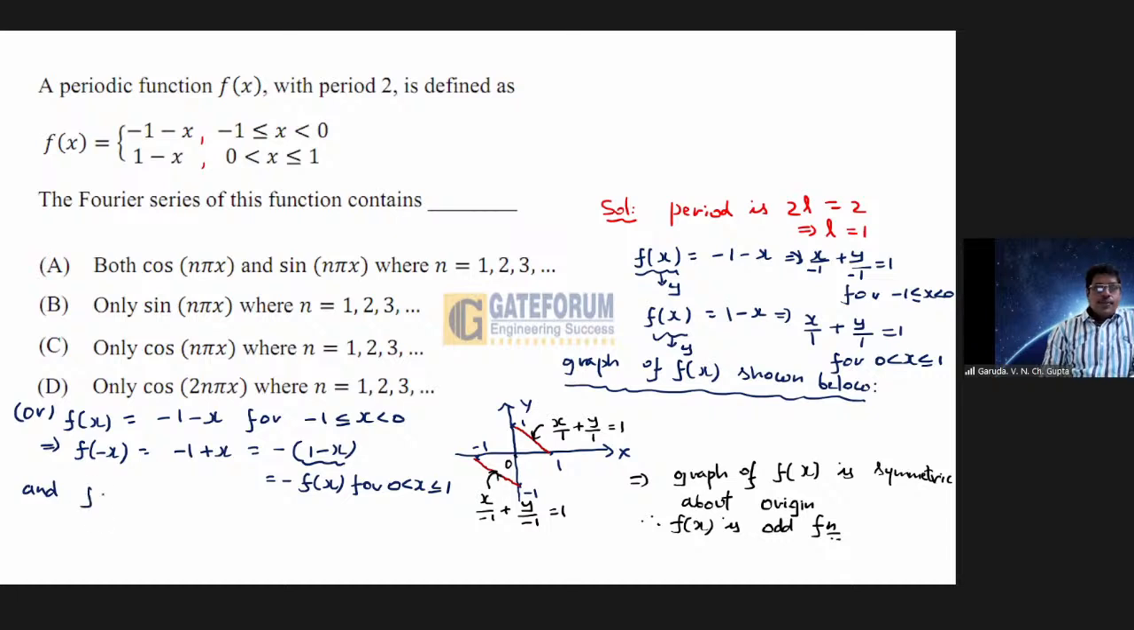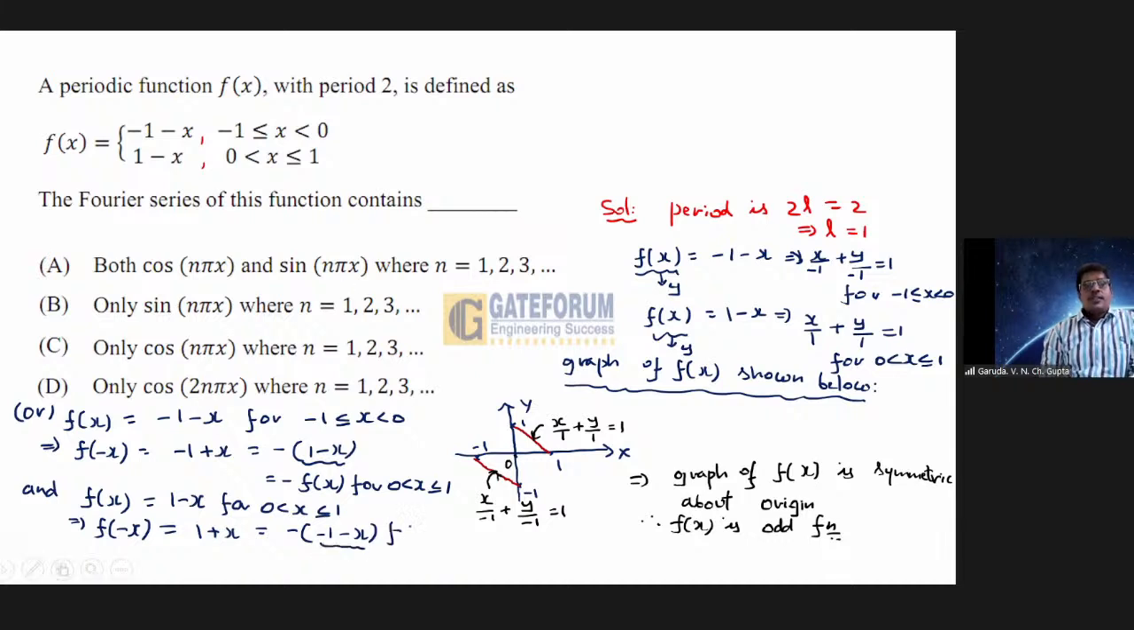And take the other case. If I take the second function value 1 minus x for 0 less than x less than or equal to 1, in this also substitute x is equal to minus x, you will be getting 1 plus x. This 1 plus x can be written as minus of minus 1 minus x. So this minus 1 minus x is the function for minus 1 to 0 values, for minus 1 less than or equal to x less than 0. So in both cases, we got f of minus x equal to minus f(x).